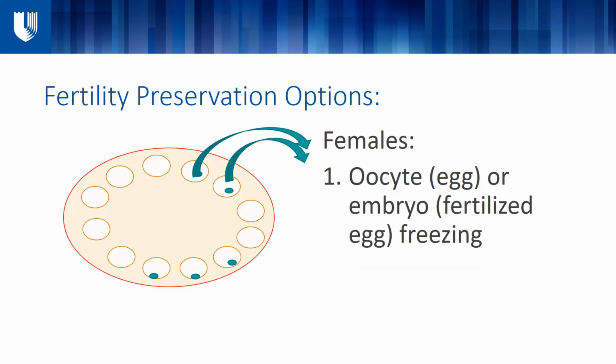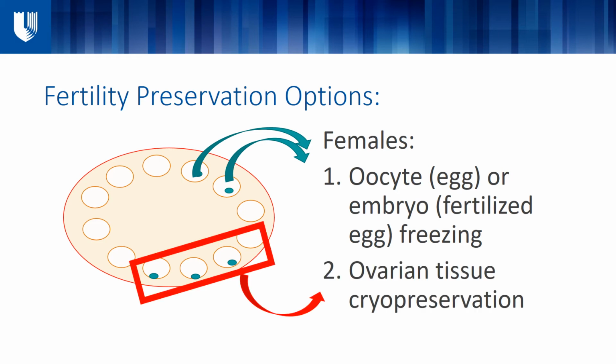Then the fertility doctor will talk about what choices are best for their fertility preservation. For girls or women, this may include freezing eggs or freezing embryos, fertilized eggs. Or it could be a special surgery to take out and freeze ovary tissue before their cancer treatment.